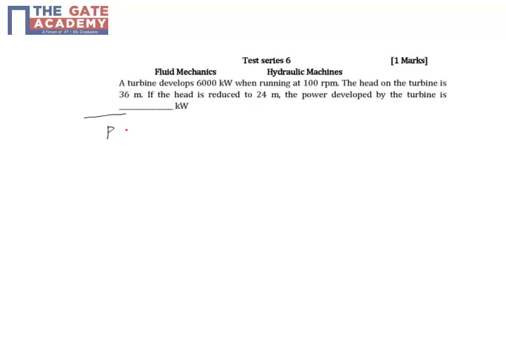Now the power is basically proportional to H to the power of 3 by 2. This is something which we get from the dimensional analysis in the turbine. So P2 by P1 is nothing but (H2 by H1) whole to the power of 3 by 2. So we need to get P2.